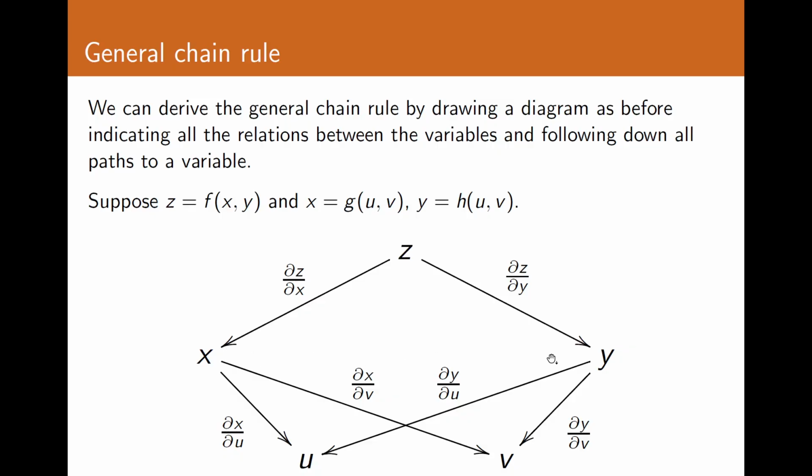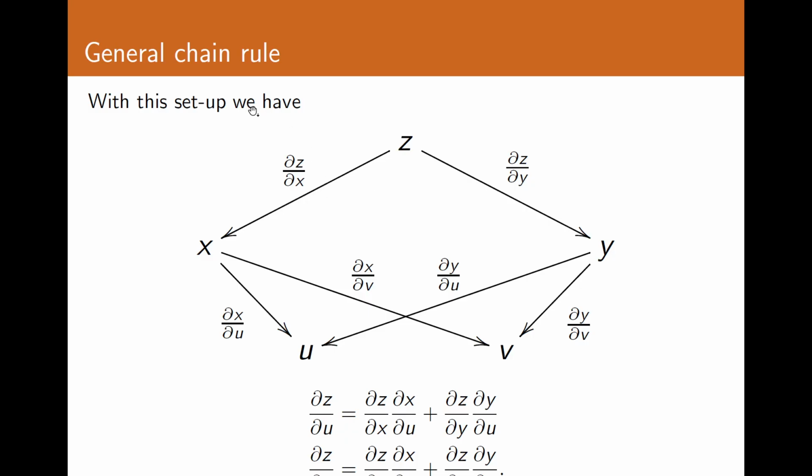And you can see if you had 10 variables here and 20 variables down here, you'd still just be doing arrows, and the diagram would become a giant mess, but you could still just fill the diagram in like we've done here. It'd just be messier, and we could still figure out the chain rule from that. So let's see how we get the chain rule off of this diagram then.